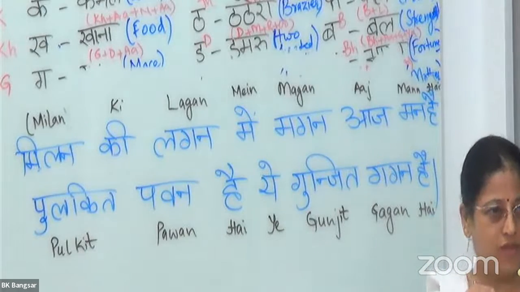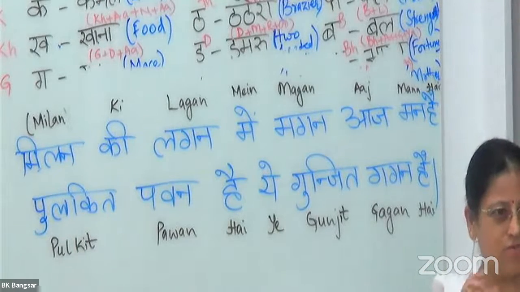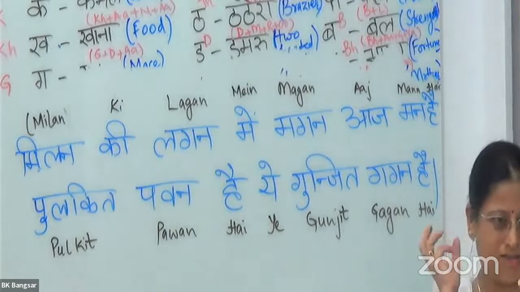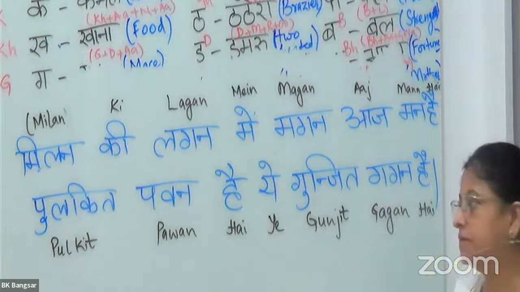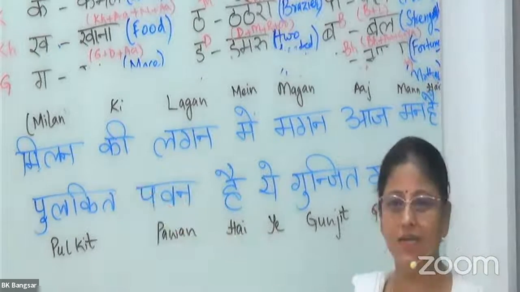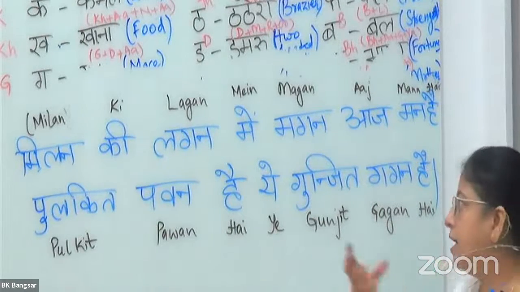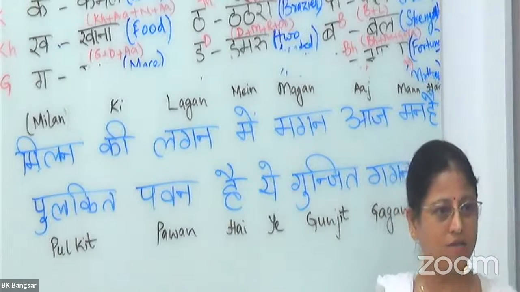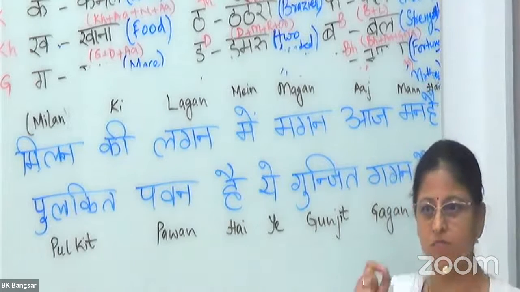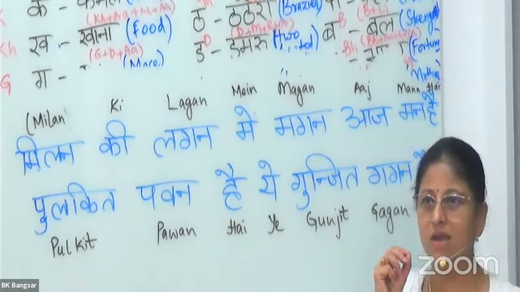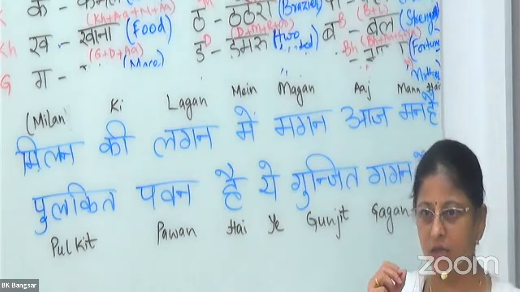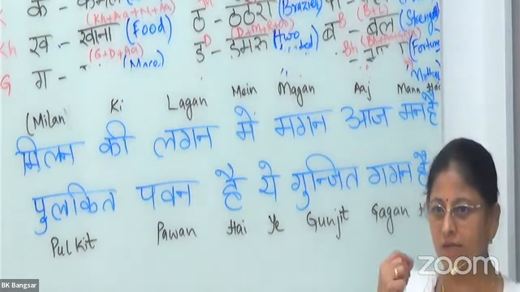So the way the songs are being written with some similes and phonetics goes well. Milan is two people meeting, right? The lagan is the extreme level of love or longing, the desire that you have to meet.